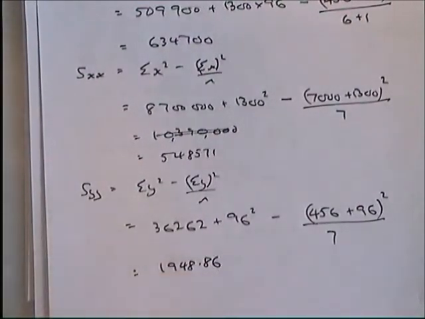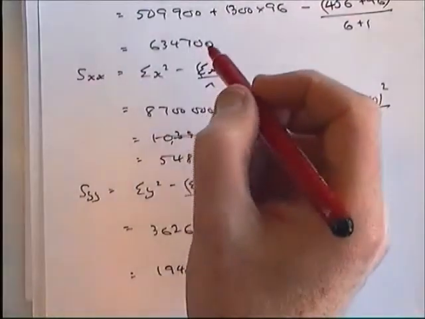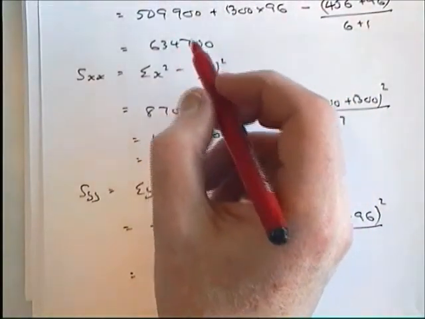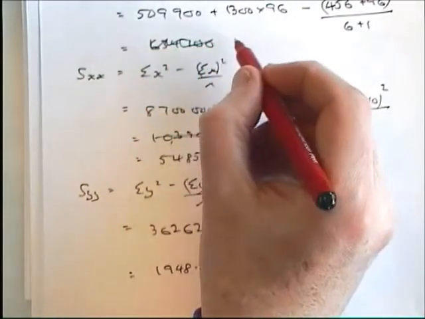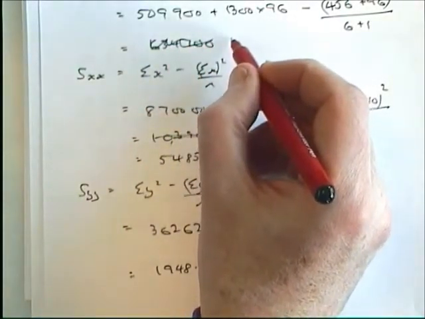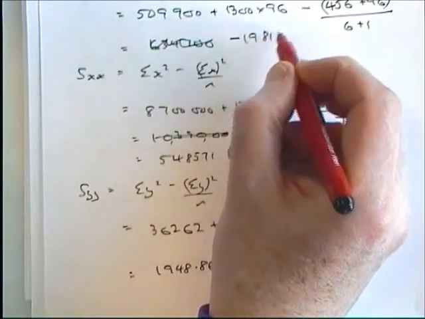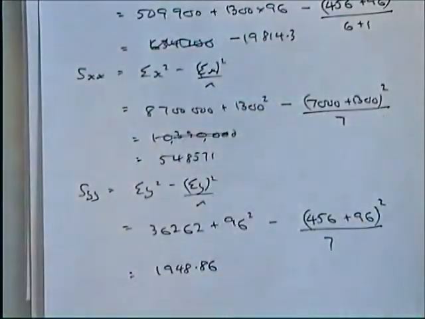And if you work that out, the new value of SYY comes out to be 1948.86. Actually, I'm going back and correcting this figure up here, I think for SXY. I think I misread the wrong number again. That value there is just the value of the very first bit, so I'll change that, and that should be minus 19,814.3. Apologies for that one.